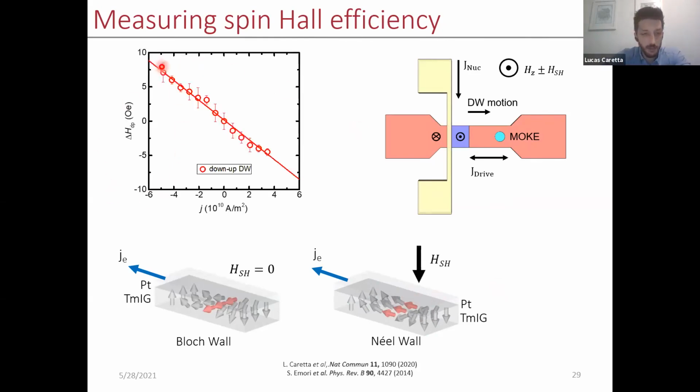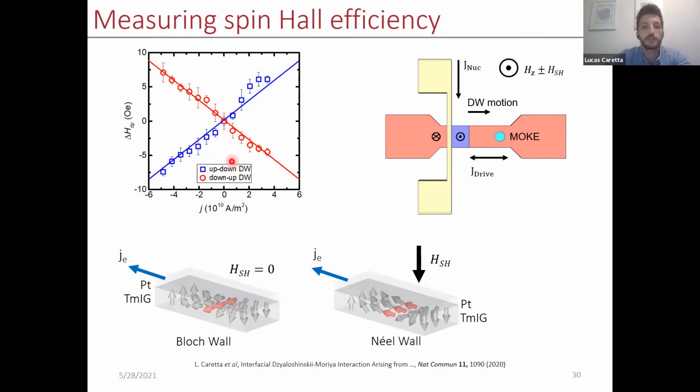And so what we did was measure the depinning field of this domain wall. We drove this domain wall with both a field and a current, and we tracked the domain wall depinning field as a function of current. And what you can see here is the depinning field is a strong function of the current. So depending on the polarity of the current, we can either decrease or increase the depinning field of the domain wall. In other words, we can help push it forward or hinder its motion just by changing the current. And what this means is that there's a sizable torque that acts on the domain wall. And we can do this for both up-down and down-up domain walls. We can quantify the size of this torque just by the slope of this curve.